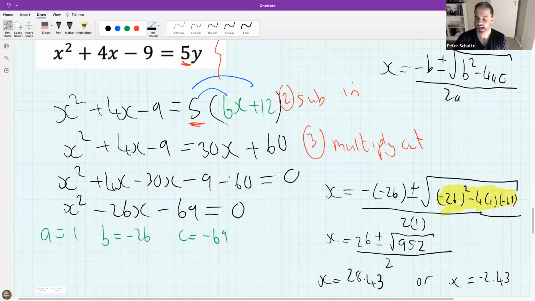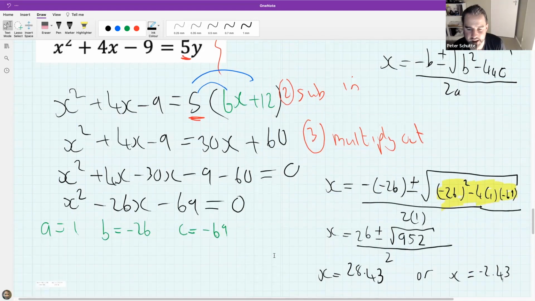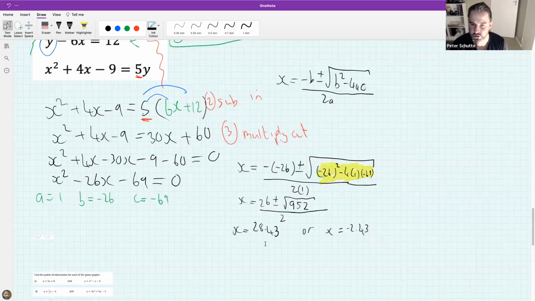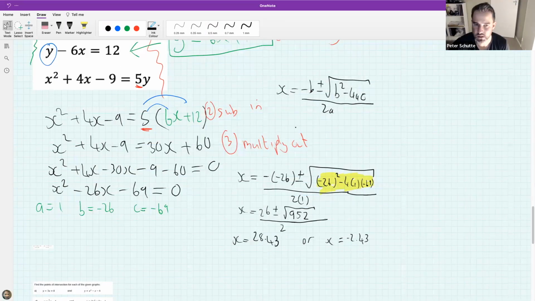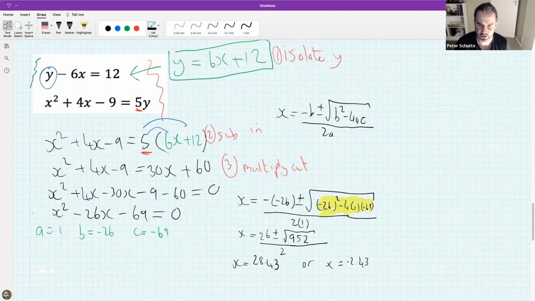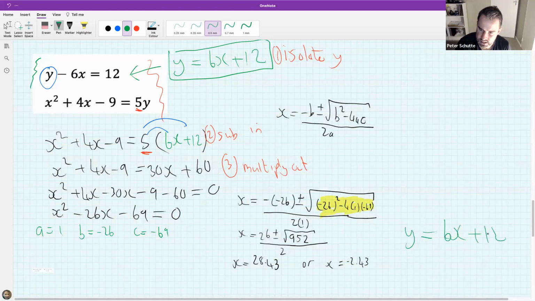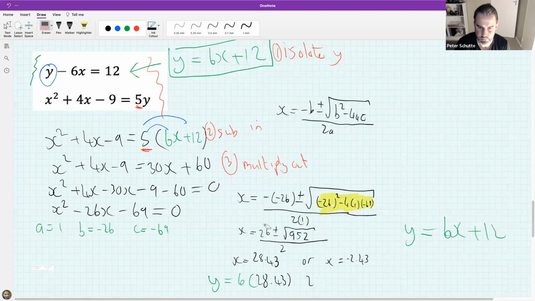Okay. And so now to find y, we've kind of done this a couple of times, we sub it back into the original equation. You could choose either of them, but the one that I think will make life so much easier is going to be the one that I made simple at the beginning. So what we have is 6x plus 12. So this relationship is so much easier to use. And so what I'm going to do is I'm going to say y is equal to 6 times 28.43 plus 12. Actually, let me color code this correctly.